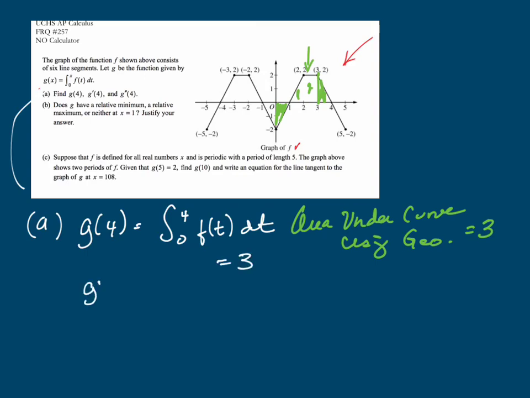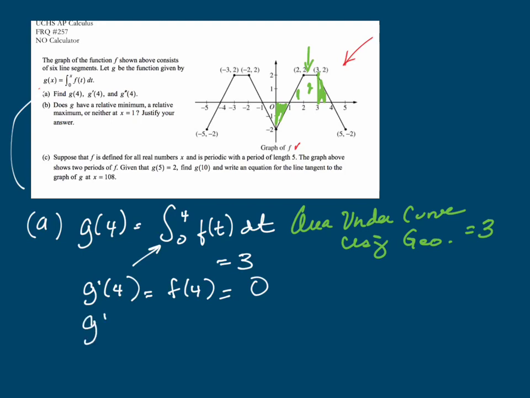Now g prime of 4 is just f of 4, right? Because if we take the derivative of g of x, we just have f of t, and then if we put a 4 in, it's just f of 4. So f at 4 is 0. So g prime of 4 is 0.